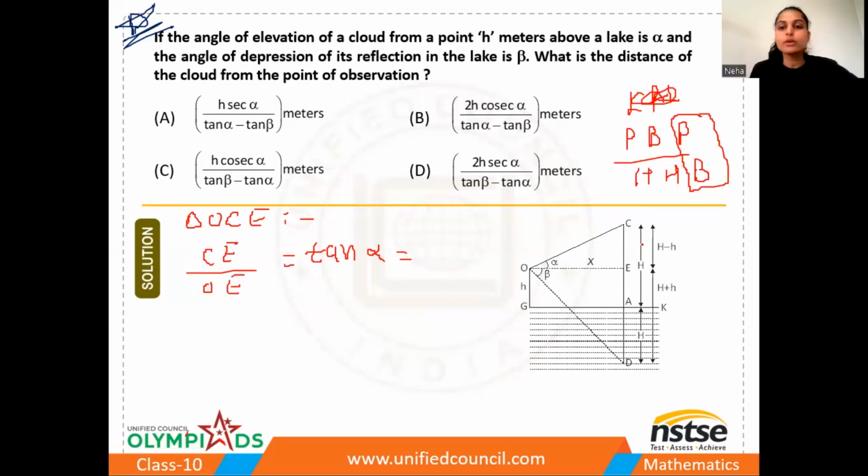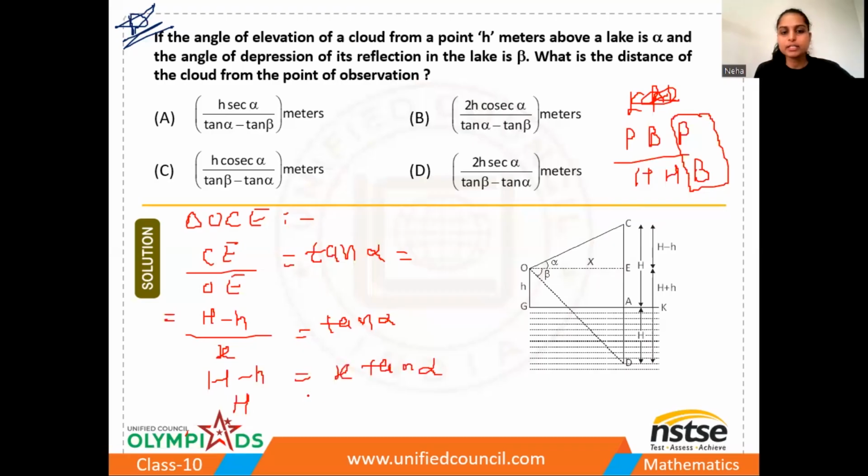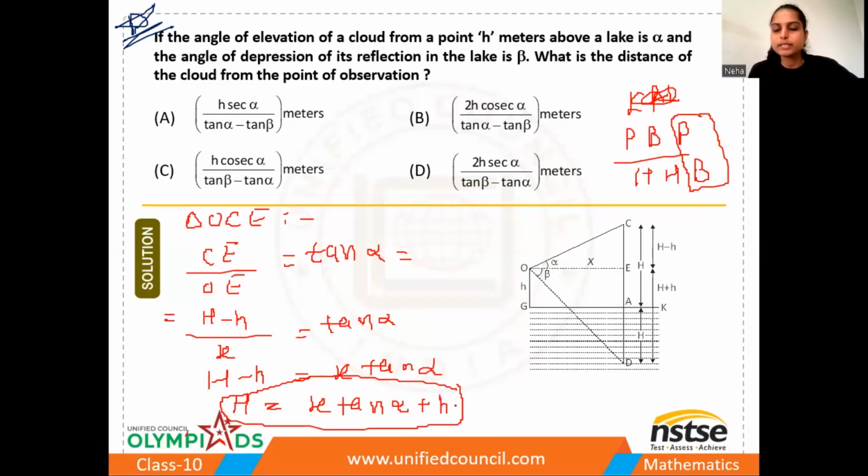So what is the perpendicular here? CE. And what is the base here? It is OE, correct? So now, what is the length of CE? It is capital H minus small h. And what is the length of OE? It is X. So I can say that capital H minus small h is equal to X tan alpha, or I can say capital H is equal to X tan alpha plus small h, right?